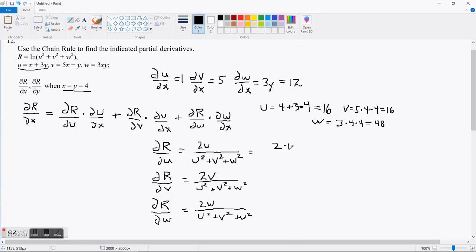So the partial of r with respect to u is 2 times 16 over 16 squared plus 16 squared plus, and w is 3 times 16, so w squared is the quantity 3 times 16 squared. Now we're going to be able to do some factoring and canceling. Okay, out of the denominator, we can factor out 16 squared from each of our 3 terms and get 16 squared times 1 plus 1 plus 3 squared.